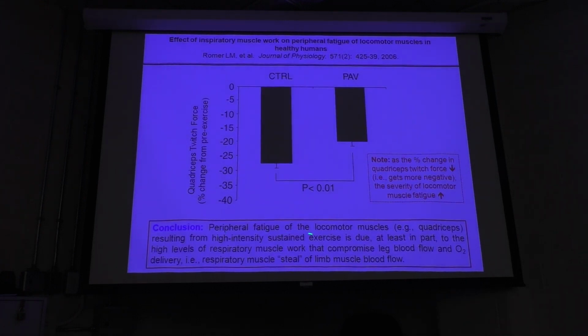So, the peripheral fatigue of the locomotor muscles resulting from high intensity sustained exercise is due, in part, to the high levels of respiratory muscle work that we've seen can compromise limb blood flow by increasing limb vascular resistance. And so again, this is the concept of that respiratory muscle steal phenomenon, shifting blood away from the peripheral muscles, presumably towards the respiratory muscles to support their very high work and oxygen demands.